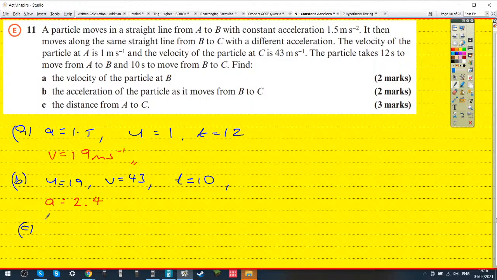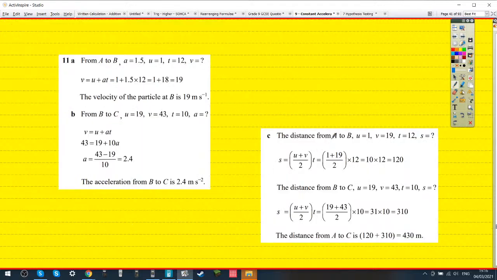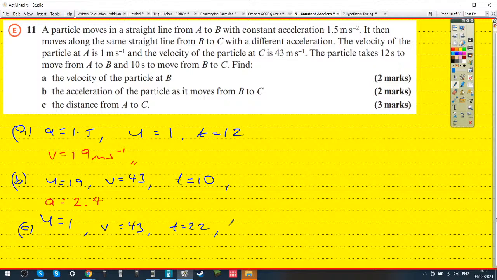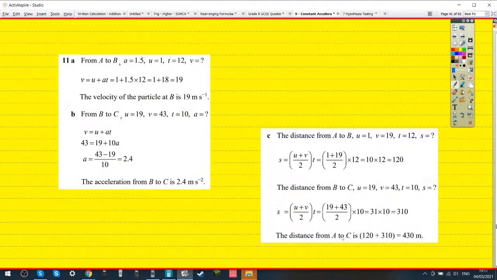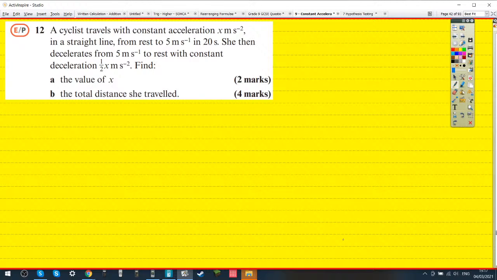So if C, we said U is 1, V is 43, and what's the time? 22 seconds. And T equals 22. So I might be wrong, but I think if there's two different ones, you need to do it separately. So the distance from A to B is this, distance from B to C is this, and so you would do them separately. Different accelerations, and so you have to do them. Suvat is for a constant acceleration.